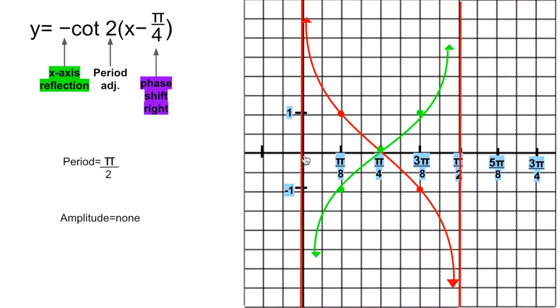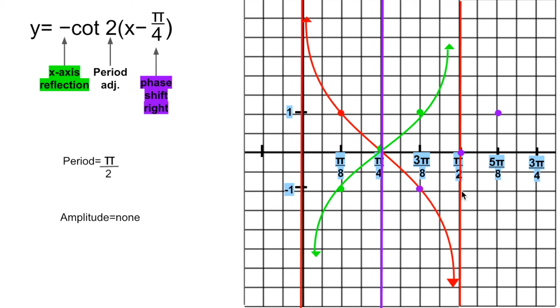Everything is going to shift to the right 2 units, because that's pi over 4. So our asymptote moves from 0 to pi over 4. This dot moves from pi over 8 to 3 pi over 8. This dot moves from pi over 4 to pi over 2, and this dot moves from 3 pi over 8 to 5 pi over 8.